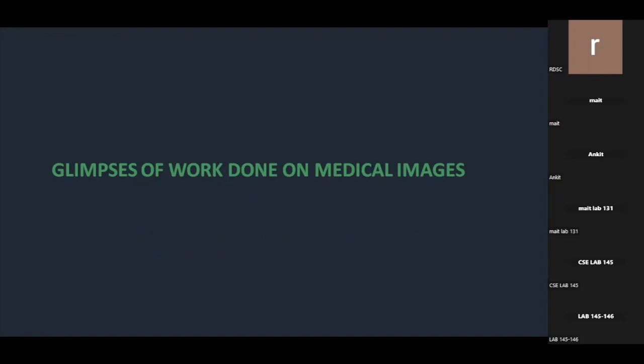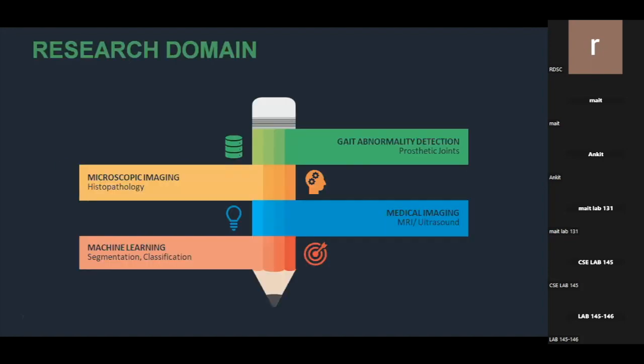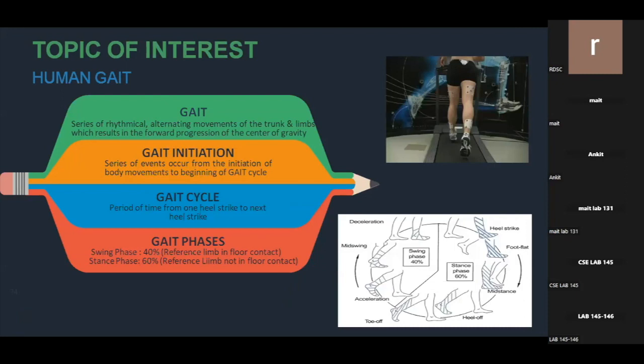As the domain of study is medical imaging, I can take you through the journey of what I did, especially in the machine learning phases. This is the total research domain in which I have worked: gait abnormalities like prosthetic joints, microscopic imaging and histopathology, and medical imaging such as MRIs and ultrasounds. We have worked on machine learning, segmentation, and classification. We will start with these images with respect to segmentation and classification aspects.